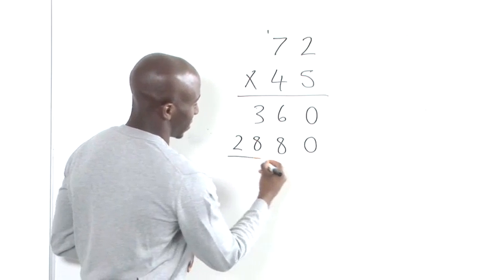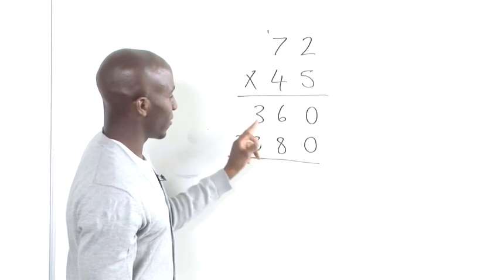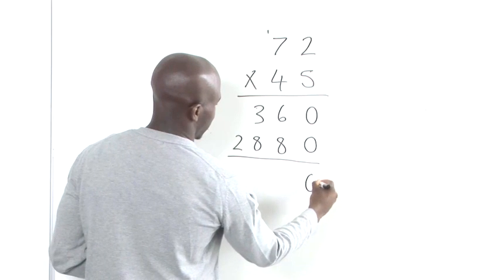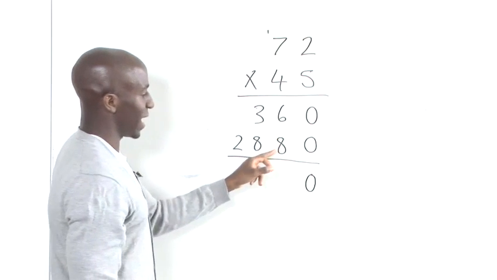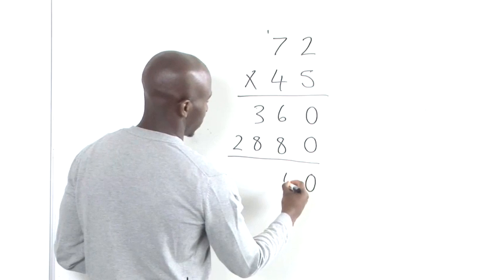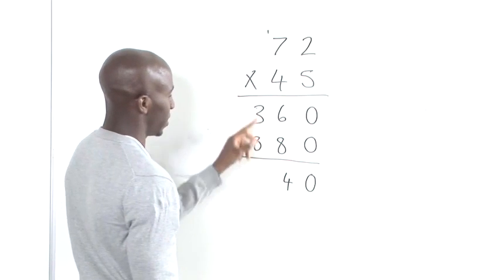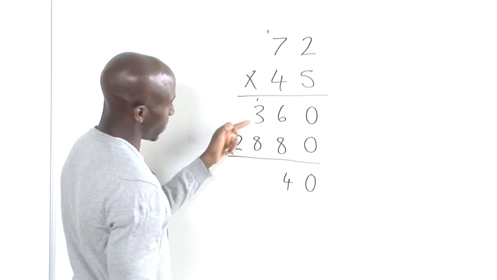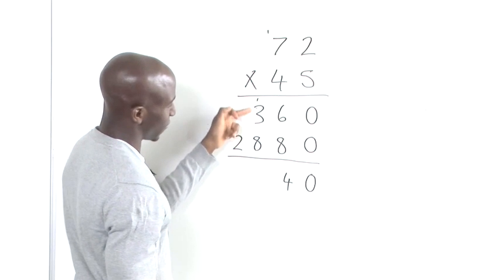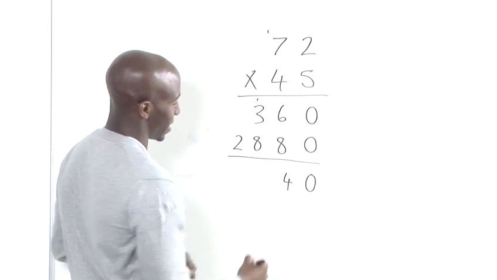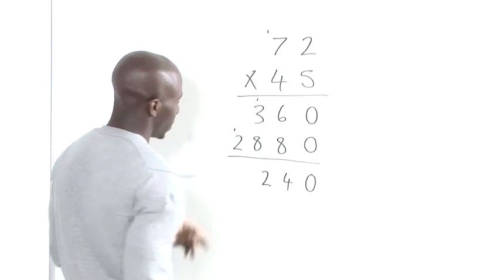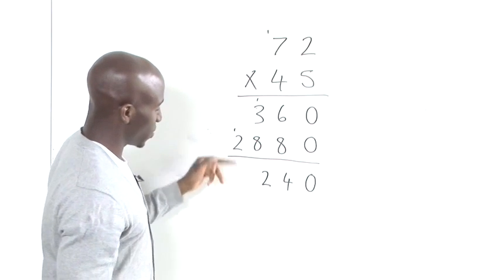Now we want to add up what we have in these columns. So 0 and 0, that gives us the 0. 6 and 8, that gives us 14. So we can put the 4 there, carry the 1 here. So 1 plus 3, that is 4, plus 8, that is 12. So we put the 2 there and then carry the 1. So 1 plus 2, that's 3.